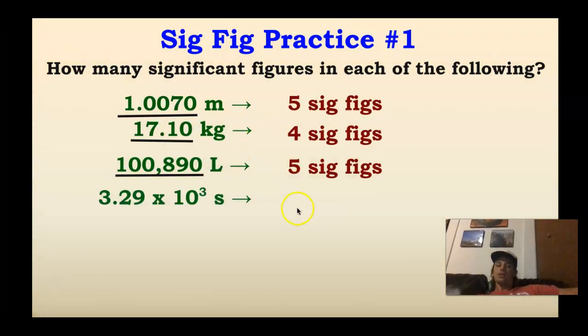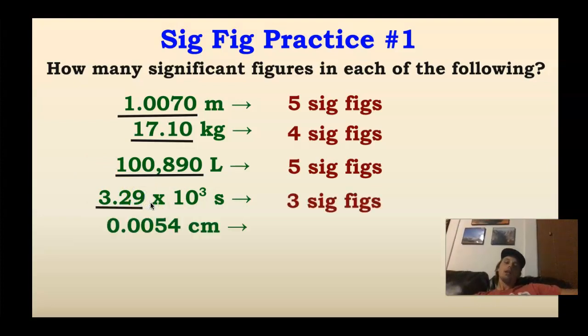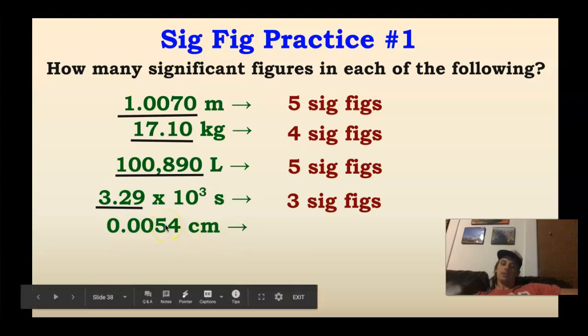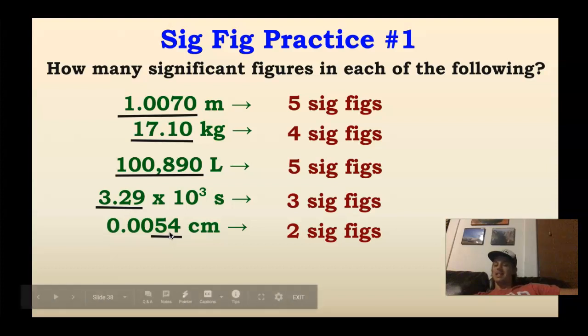How many sig figs? Oh, this one brings up a point. I have a scientific number, okay, or a number in scientific notation. So this has how many sig figs? Ignore this. Remember, these are just places we're moving the decimal. Only look at the coefficient. How many sig figs are in the coefficient? 1, 2, 3. 3 sig figs. So I just focused on the coefficient. Next one. How many sig figs? 2. Remember, leading zeros, not significant.